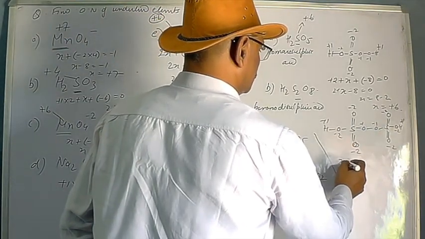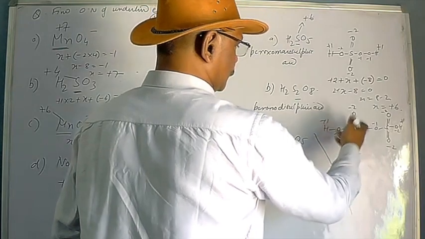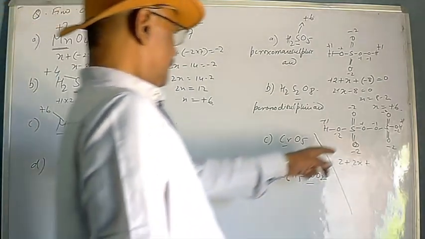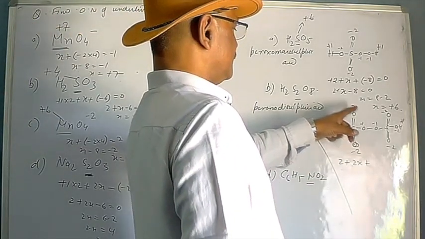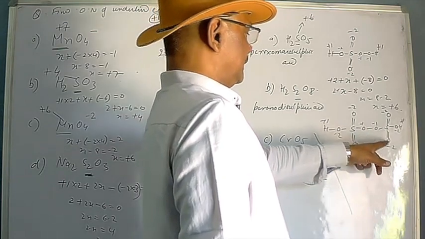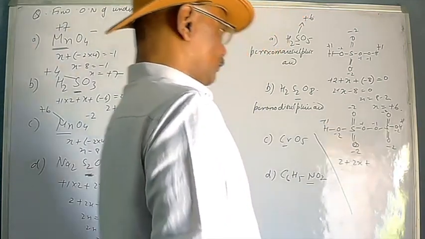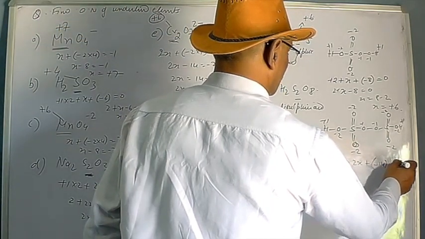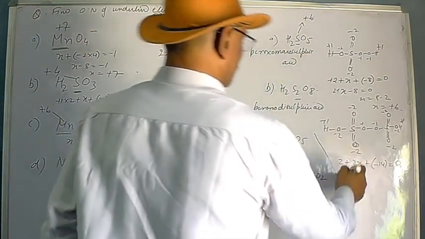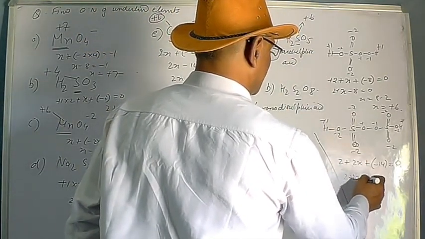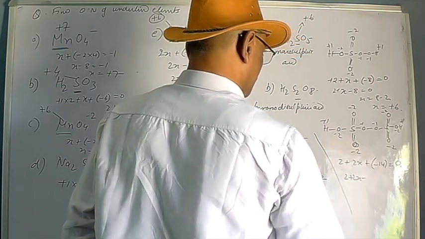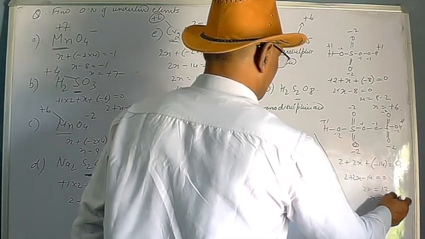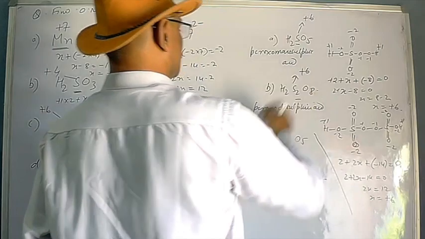For hydrogen, I can write 2. For sulfur, let us take 2x because there are 2 sulfur. Now, let us count oxygen. Minus 2, minus 2, minus 2, minus 6. Minus 2, minus 8. Minus 2, minus 2, minus 2, minus 6. So, minus 8 and minus 6 gives you what? Minus 14. And this must be equal to 0 because there is no charge on it. So, 2 plus 2x minus 14 equals 0. So 2x equals 12, x equals plus 6 again. So sulfur is sitting here at plus 6.